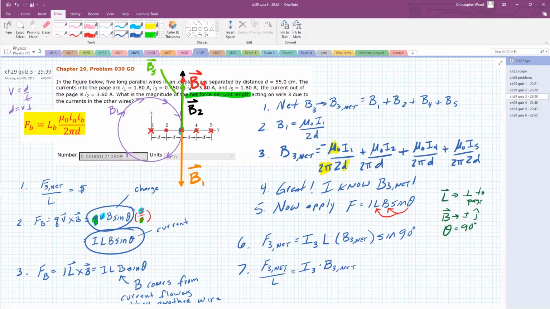Where again, this net magnetic field got calculated from step number 3. And I3 is given.